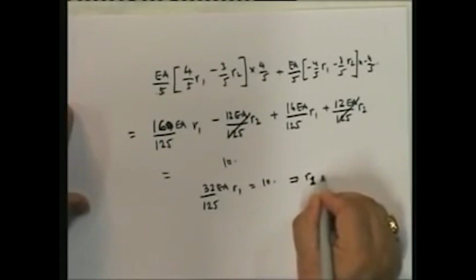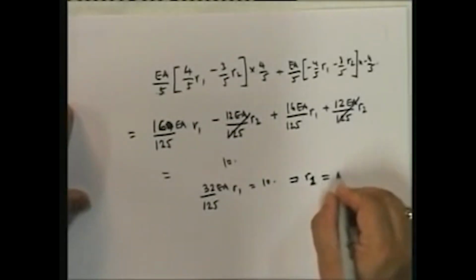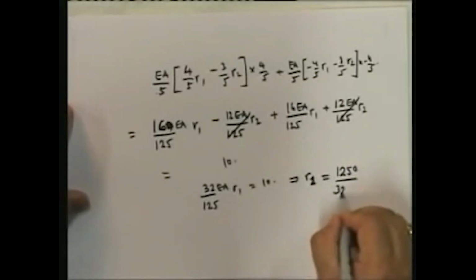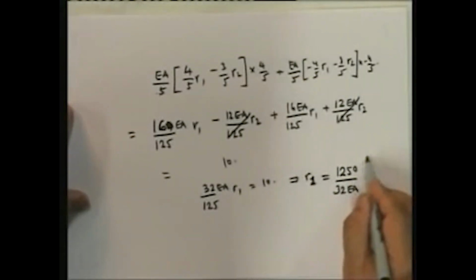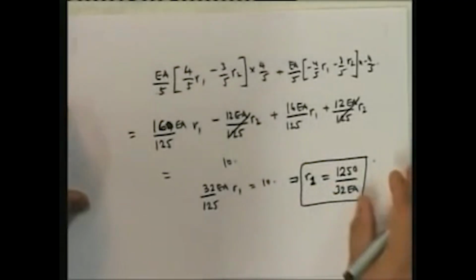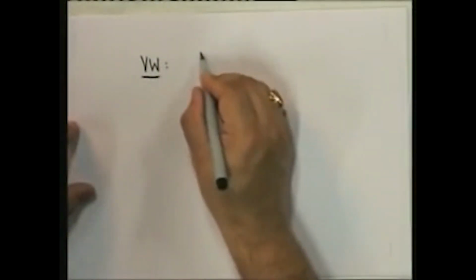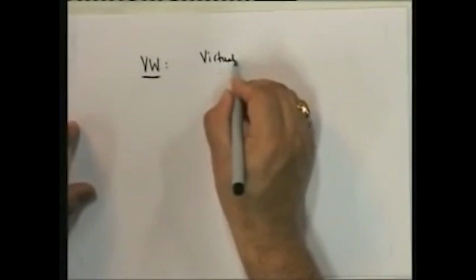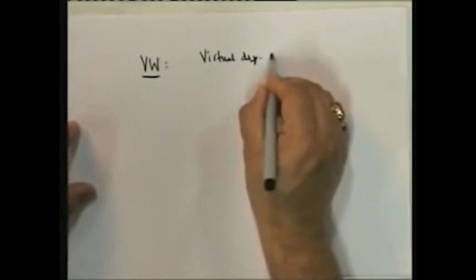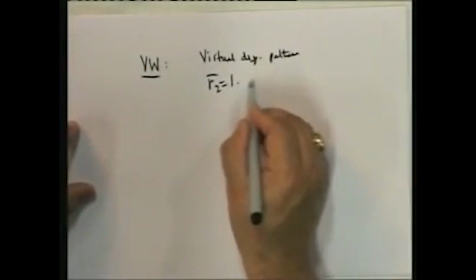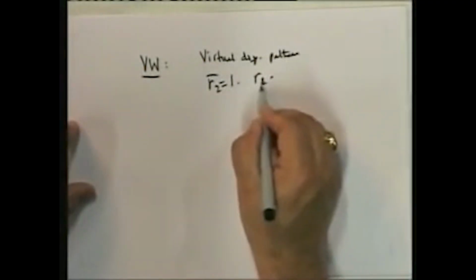In this particular case, we actually get an uncoupling. Normally you wouldn't get an uncoupling. Okay, so R1 is equal to this, and the other equation is going to give me the virtual displacement pattern: R2 is equal to 1 and R1 is equal to 0, independent.